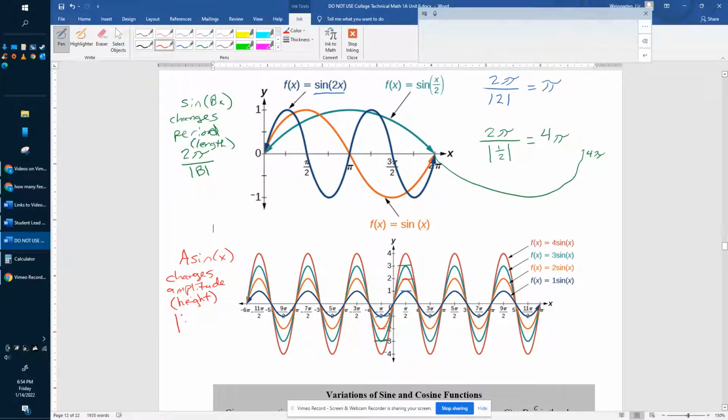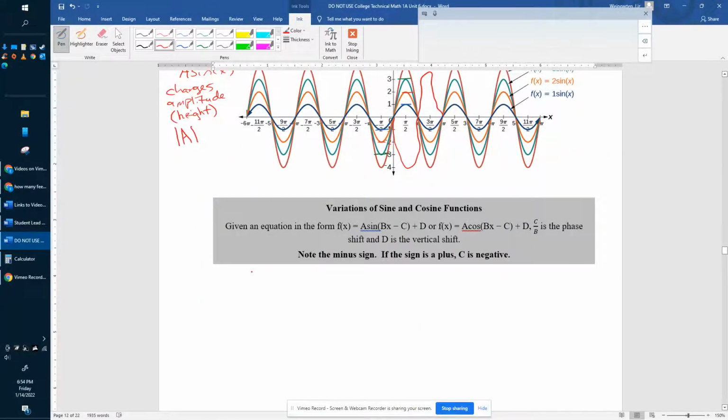And it's going to be based on the absolute value of A. So if we multiplied it by -4, it would still go down to -4 and back up to -4. It would just look like this instead. A little wiggly, but I think you get the idea. When you use a negative, it just completely flips it upside down, but the amplitude still changes the same amount, whether it's positive or negative.